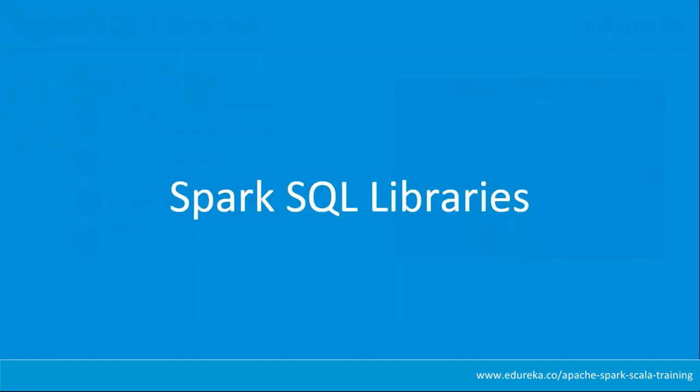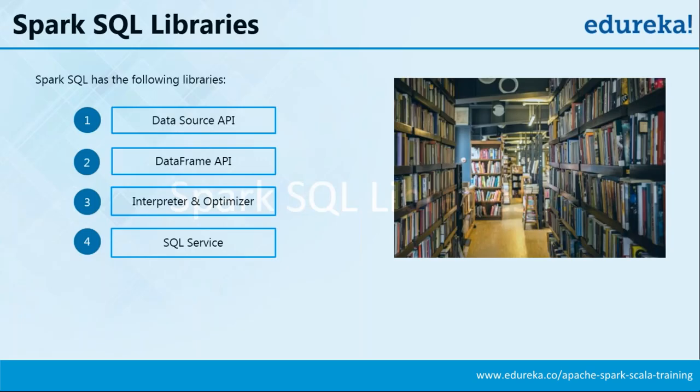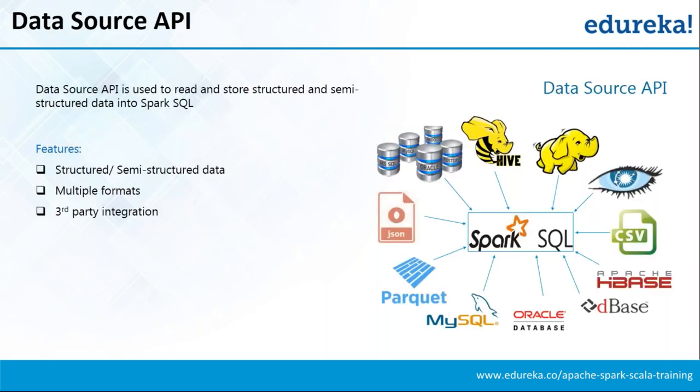So let's see these Spark SQL libraries. Now there are multiple APIs available to us. We have the data source API, the data frame API, the interpreter and optimizer, and the SQL service. We will explore all this in detail now. So let's talk about the data source API. What happens here? The data source API is used to read and store structured and unstructured data into your Spark SQL.